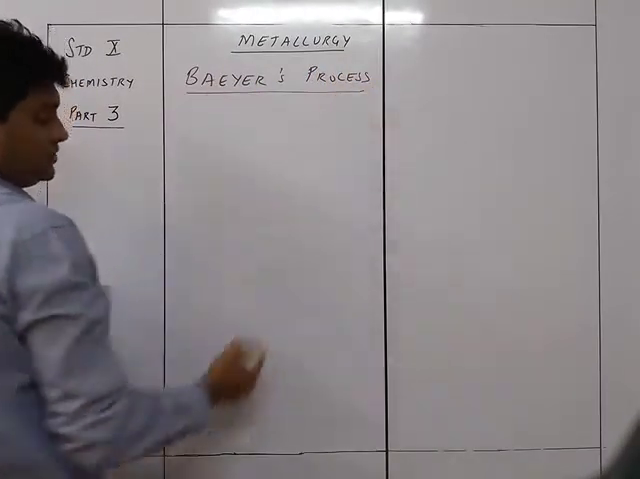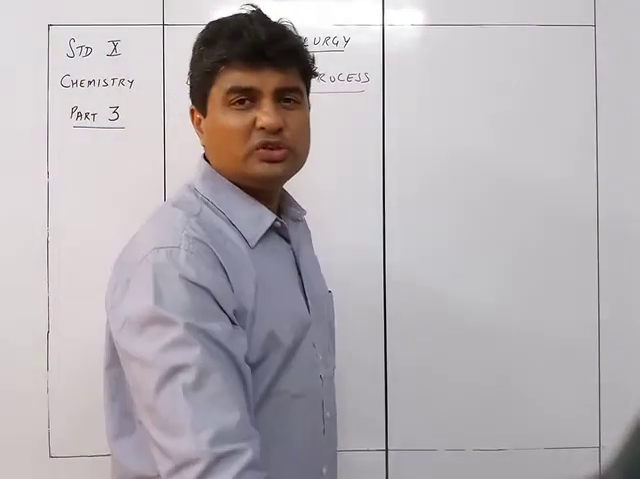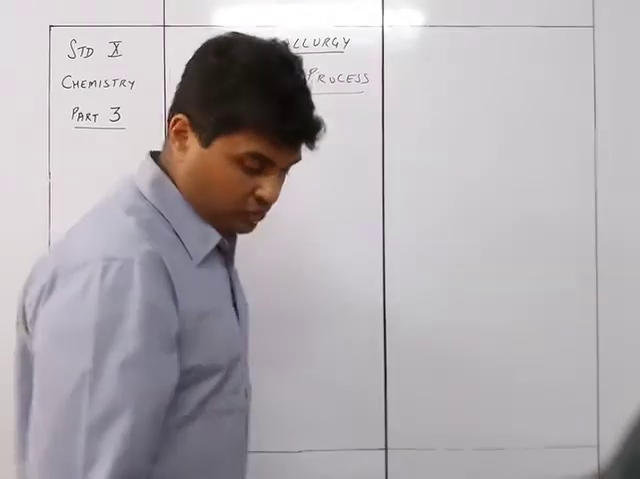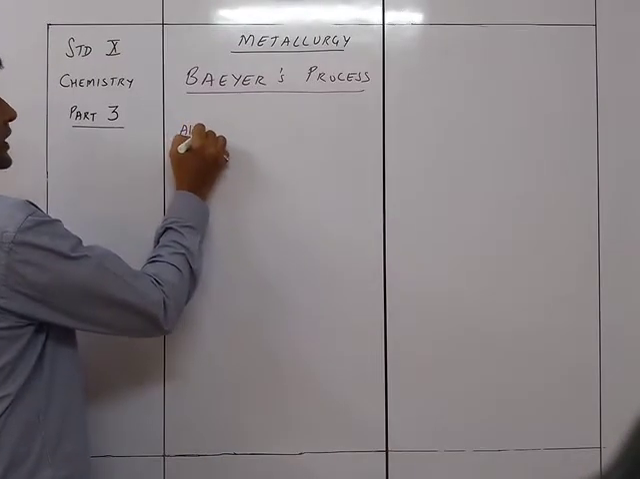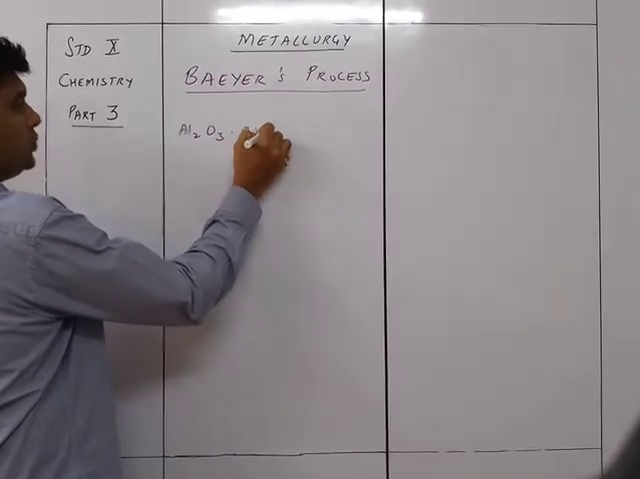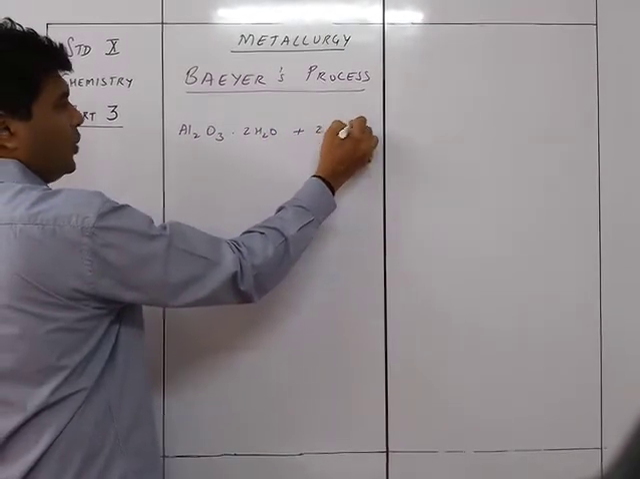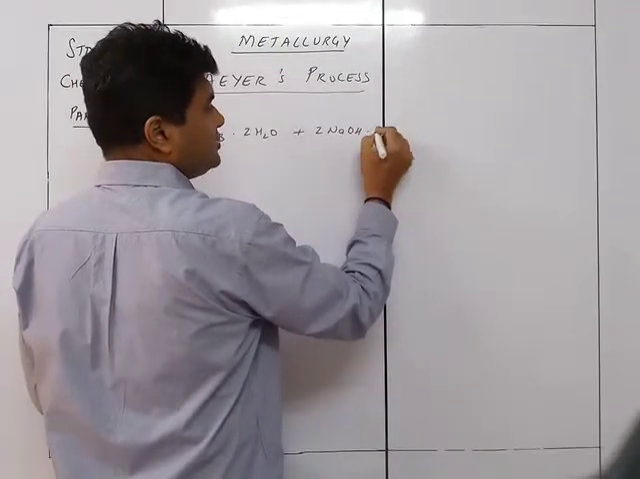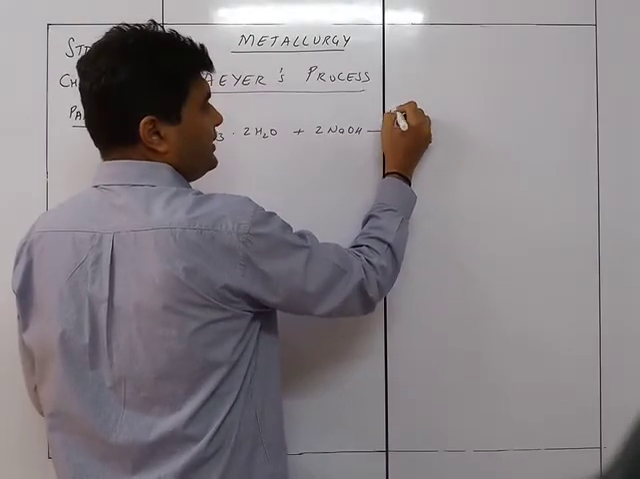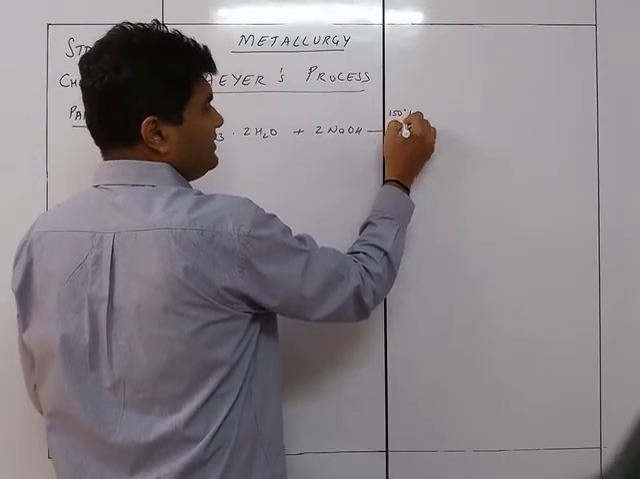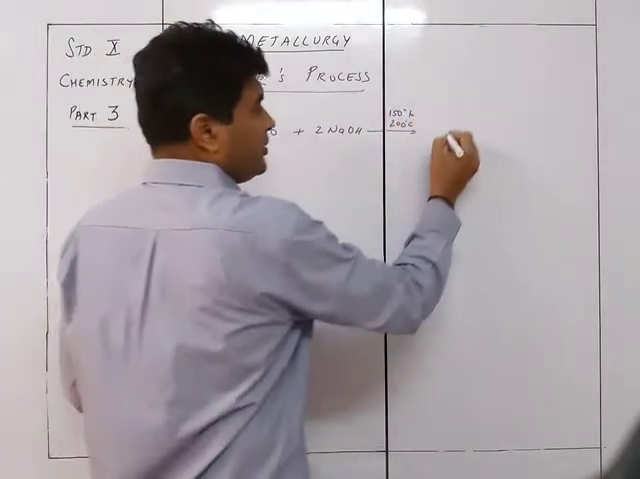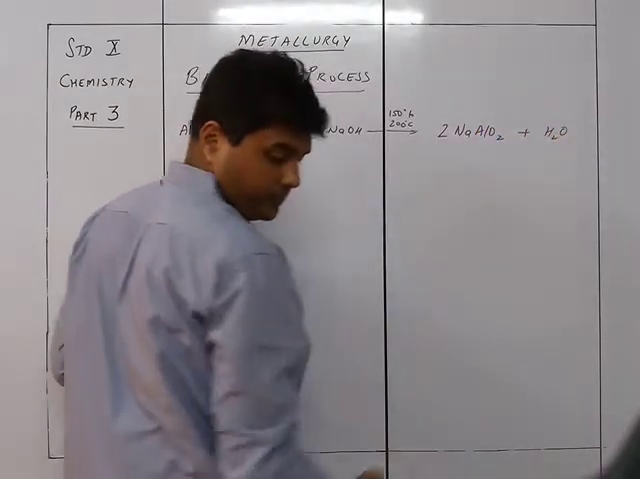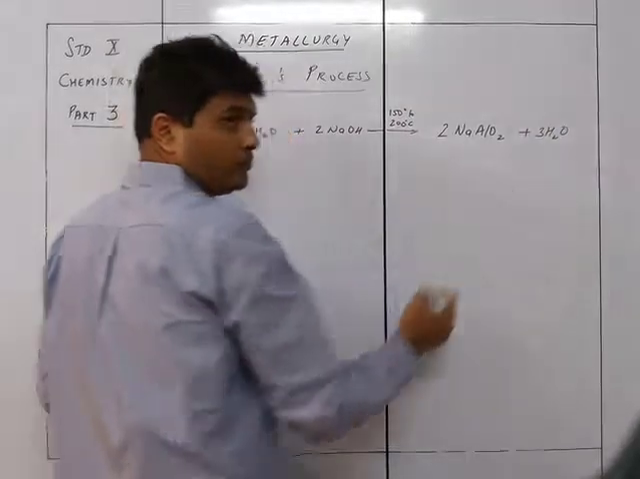See, in the Bayer's process, what we actually do is use the impure bauxite ore and add NaOH to it. So the reaction goes this way: Al2O3.2H2O plus 2NaOH, done at a temperature of 150 to 200 degrees Celsius, will give me 2NaAlO2 plus 3H2O.